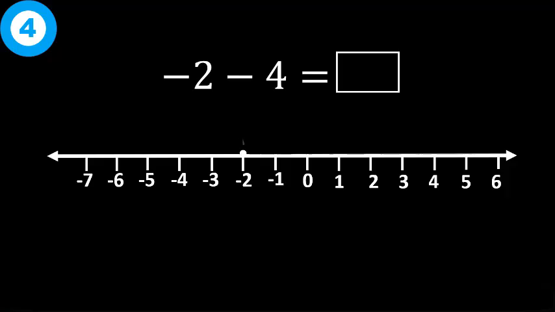Now we have 1, 2, 3, 4. And where did we stop? We stopped at the place containing the number negative 6. So the result of this simple operation is going to be negative 6.